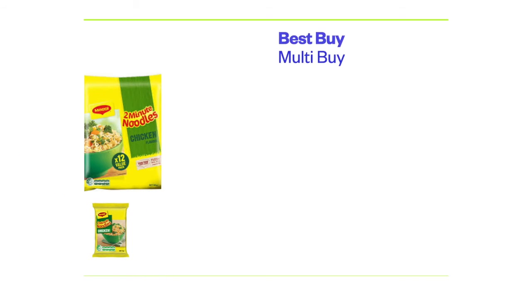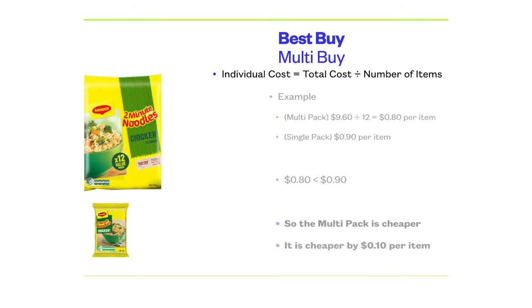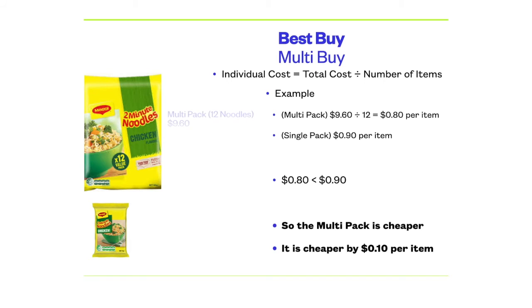We can work this out using a formula. The individual cost is equal to the total cost divided by the number of items. So for example, the multi-pack of 2-minute noodles costs $9.60 and there are 12 packets. So we do $9.60 divided by 12, and we find that each packet is worth 80 cents.